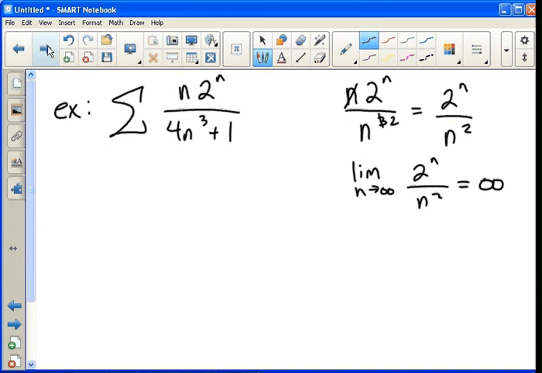The nth term test says if the limit is anything other than 0, then the series diverges. Okay, so now we know something similar to this diverges, and we'll compare it to it.